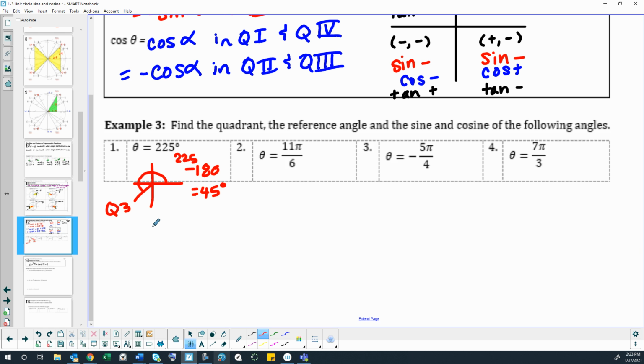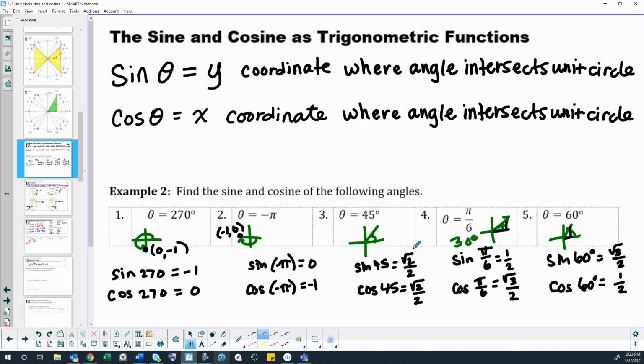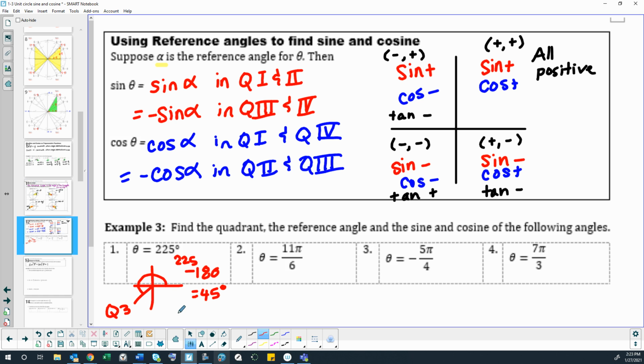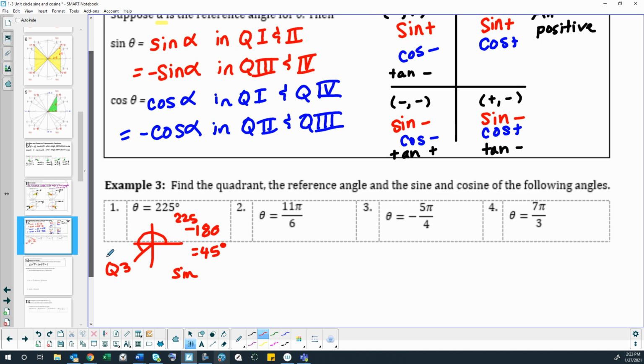So the ratios are going to be the same as they are for the 45-degree angles that we talked about here and on the page with the triangles, right? So we've got a 45-degree reference angle. However, in quadrant 3, sine and cosine are both negative. So the sine of 225 is going to be negative square root of 2 over 2, and the cosine of 225 is also going to be negative square root of 2 over 2.